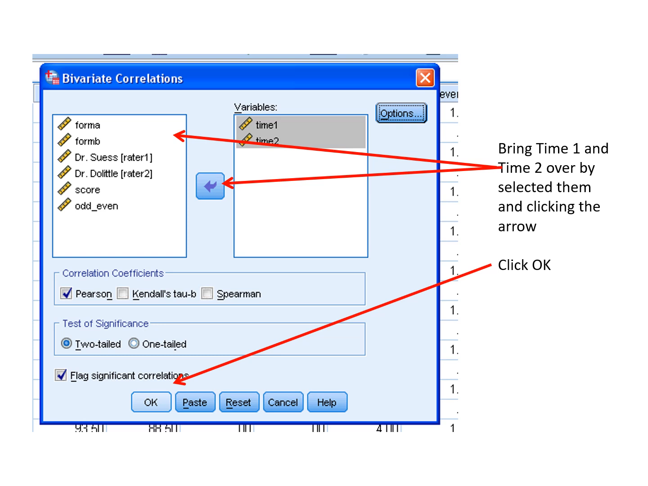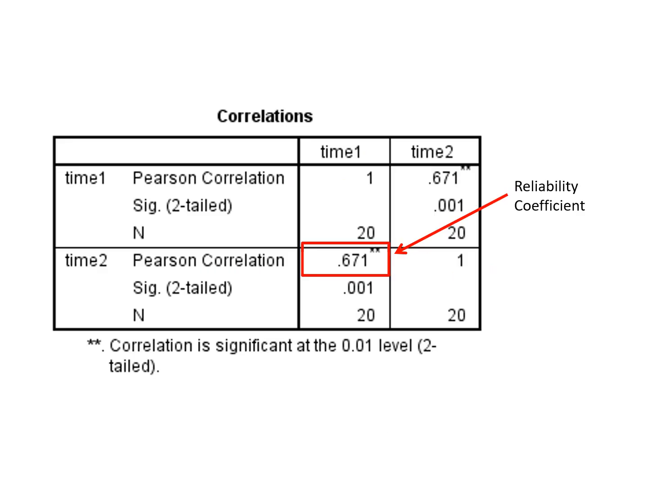Once we've brought both of those over, we're going to make sure that we flag significant correlations, make sure it's two-tailed, and make sure we've clicked Pearson. These should all be basically the defaults, but make sure they're clicked as you see on the screen, and click OK. This is going to give us our Pearson correlation, our R.